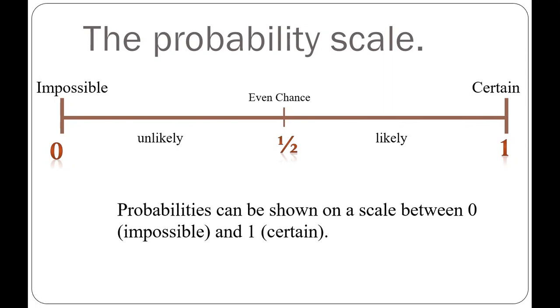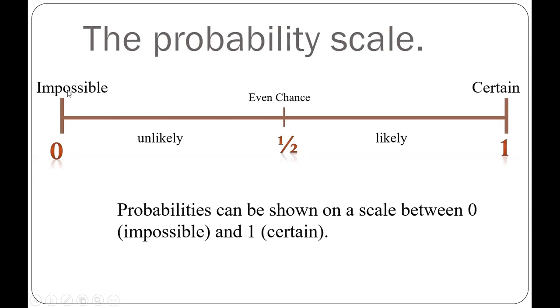So meaning one whole, okay? We are only using 100% or one whole. So when we have 0, this probability scale means we have the numbers 0, the half, and 1, okay? It is impossible in our probability scale when it is 0. And it is even chance when we have half, meaning 50%. And it's certain when it is 100% or one whole.